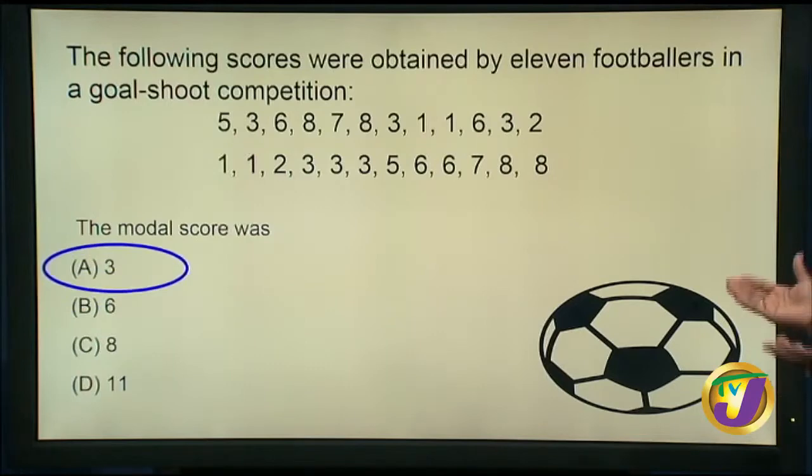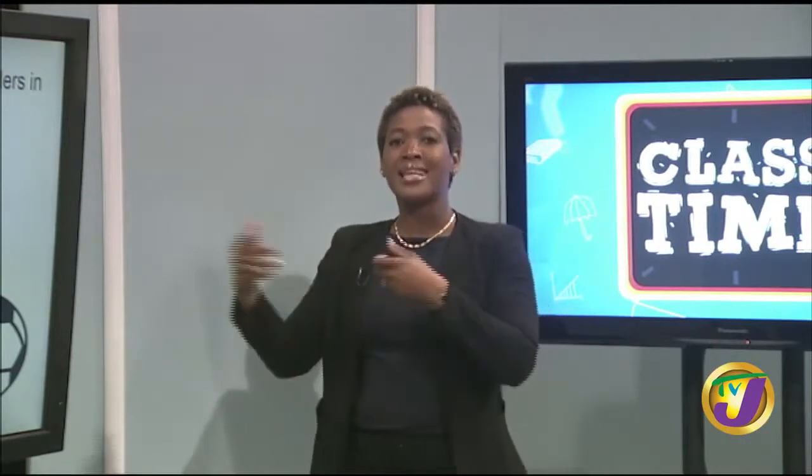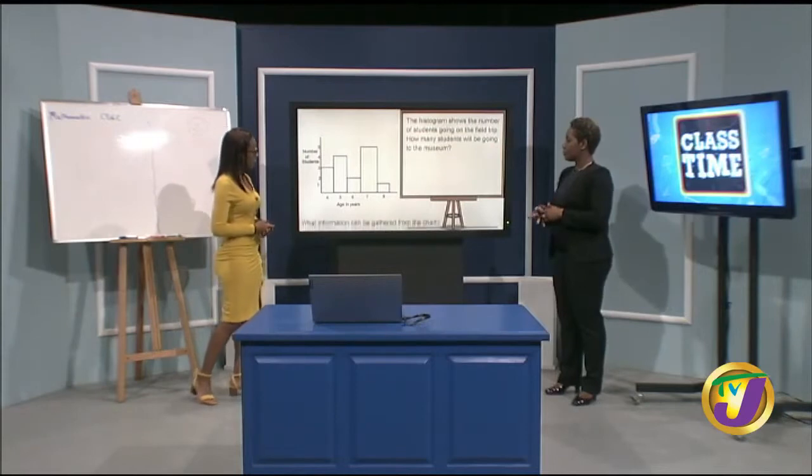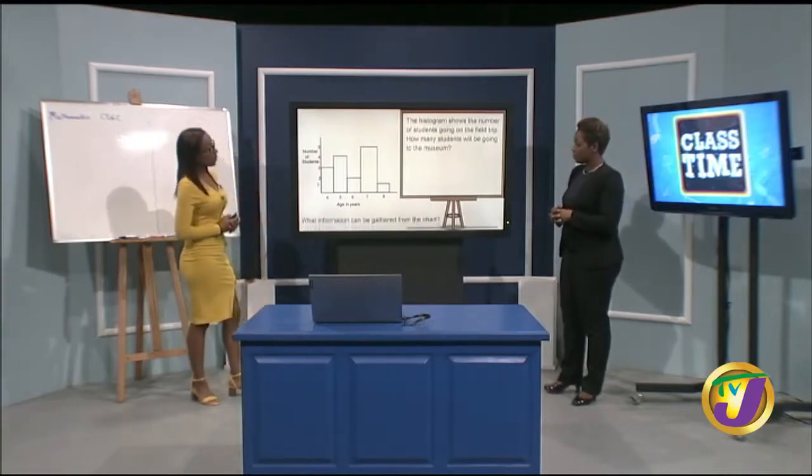Right, A. So the best thing to do when you get a set of data, if it is possible, which most times you're not getting a lot of data, is to just organize it in either ascending or descending order. It really makes it easier to look at and easier to pick out your modal value. All right, so here we go. We're finishing off with modal score there, and here we have a histogram.